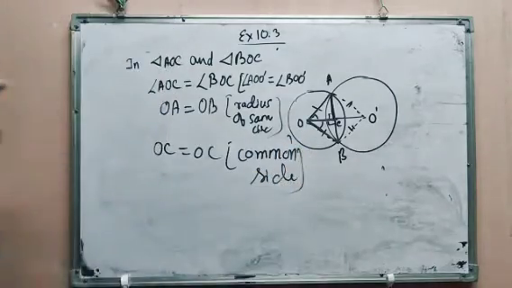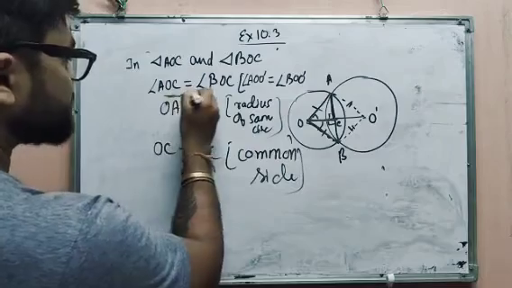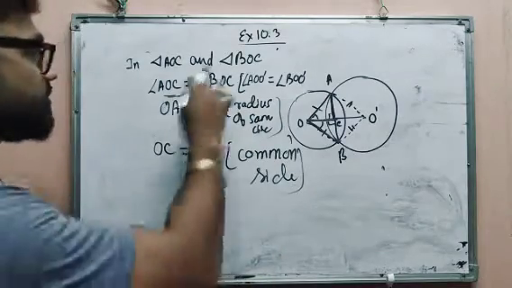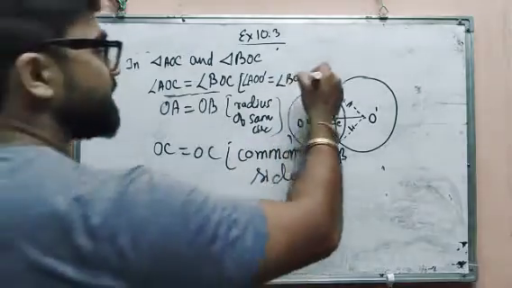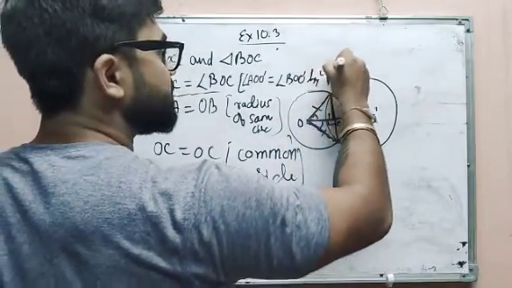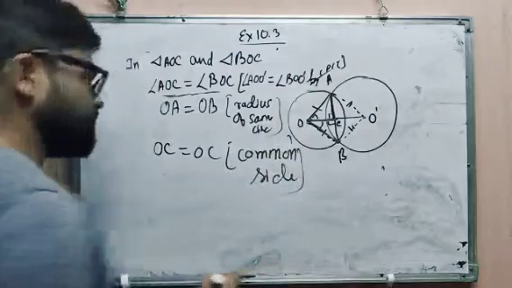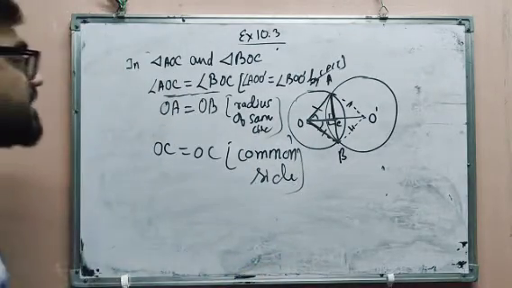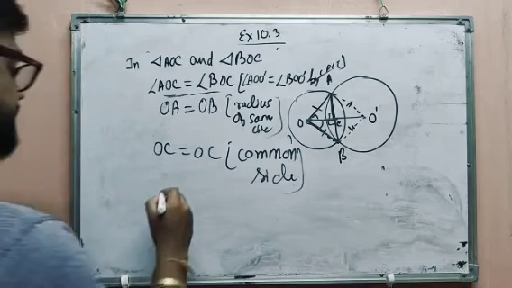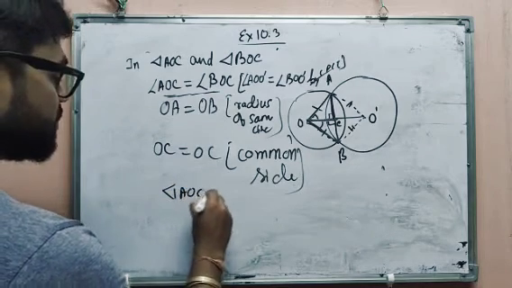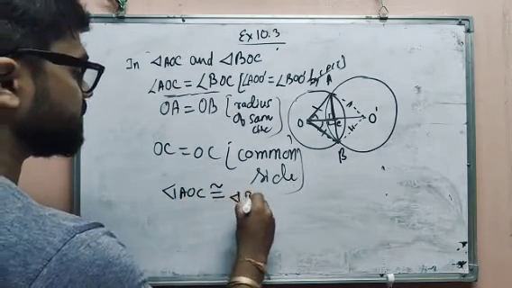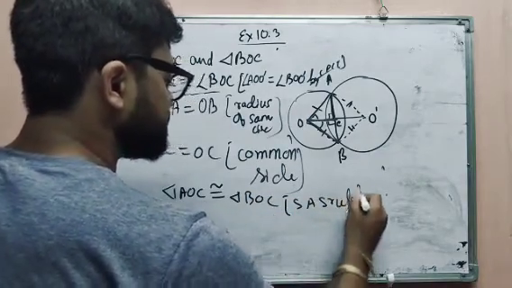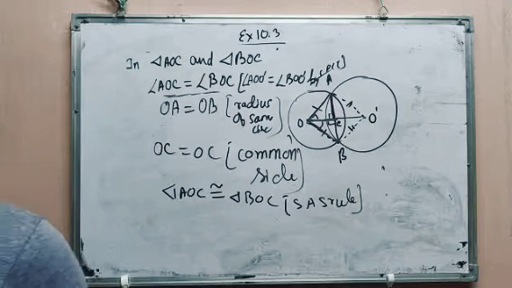To get this condition, first we have to prove AOO dash is congruent to BOO dash. Then we are going to apply this, as it is proved by CPCT. That's why we need to prove that first. So as these two triangles, triangle AOC is congruent to triangle BOC by the side angle side rule.